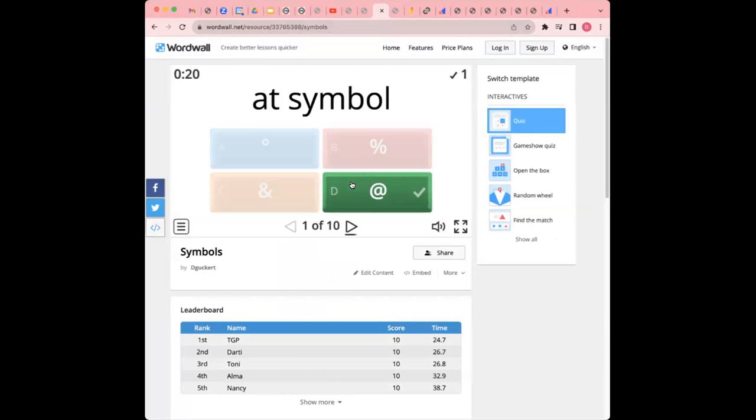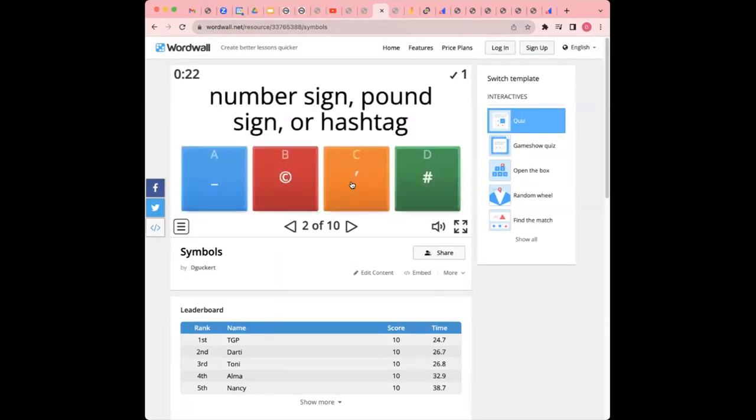And I think this also provides differentiation because maybe you have some learners who are a little bit ahead. They might be ready to go straight to this activity while you are supporting some learners who need some additional practice or additional help on some of the symbols or numbers or something like that.